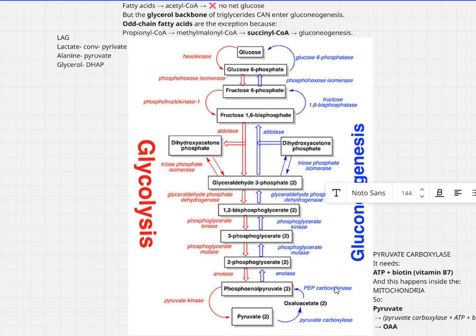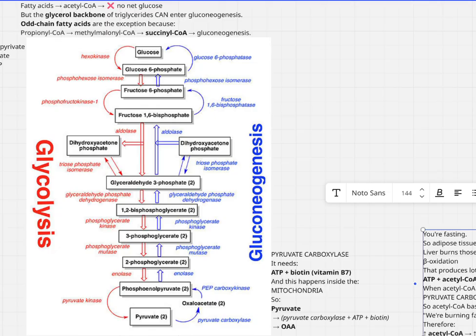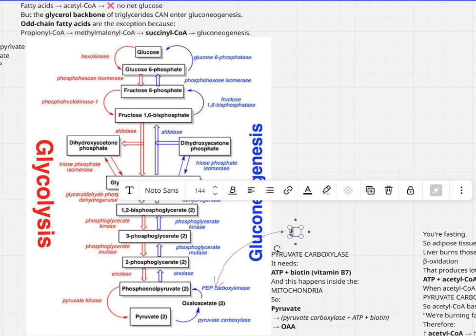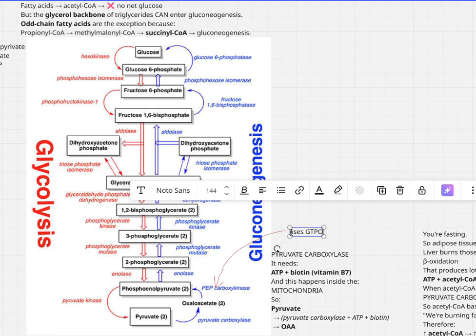That's the hardest part to remember of this entire reaction. If you remember that, everything is good. I'm just going to make an arrow here to make you remember that PEP carboxykinase basically uses GTP because this is tested. It uses GTP, right? So this is the most important tested part.